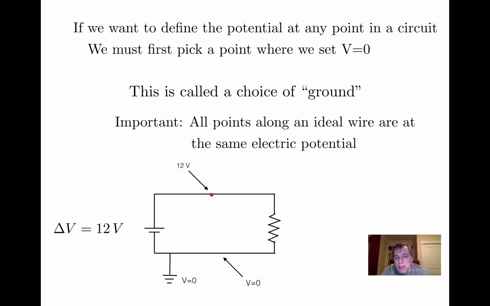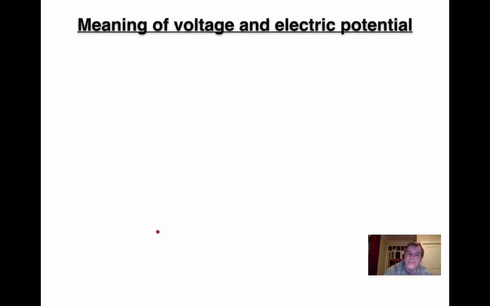Notice that I can talk about the electric potential at one point, but 12 volts here is not an electric potential. This is a delta V, so this is the voltage. I cannot talk about the voltage at a point. I can talk about the electric potential at a point. So, to summarize, everywhere here the electric potential is 12, and everywhere here the electric potential is 0.